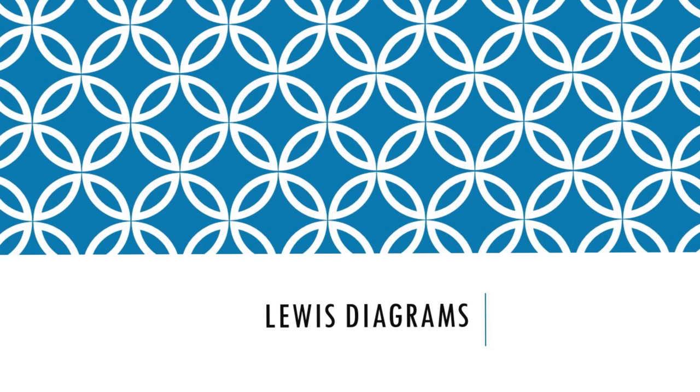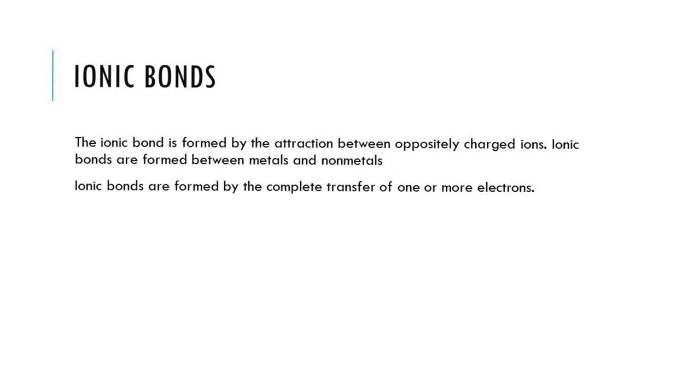Hello, today's lesson will be on Lewis diagrams, which is a method that we will use to show the configuration of atoms in a compound. So we will first look at ionic bonds.